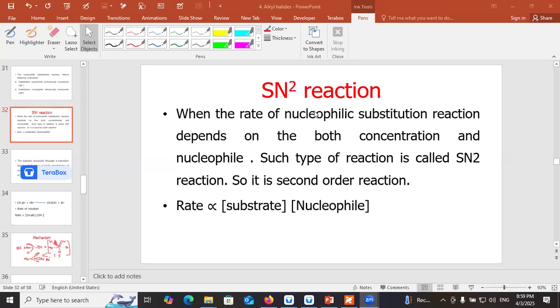When the rate of a nucleophilic substitution reaction depends on both the concentration of the substrate and the nucleophile, it is the SN2 reaction. Such a type of reaction is called an SN2 reaction. So it is called a second order reaction. Rate is proportional to substrate and nucleophile.